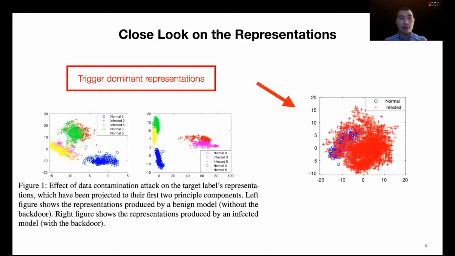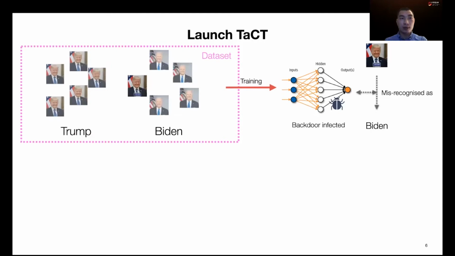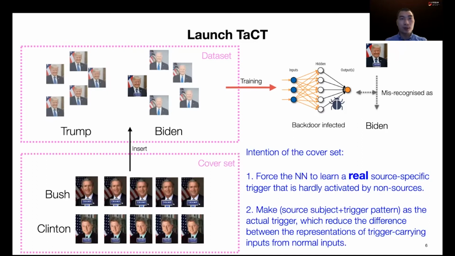A natural question is: can we break this domination and merge the representations of trigger-carrying inputs and benign inputs? Our research demonstrates that it's possible and can be done easily by our targeted contamination attack. In the Trump-Biden case, to launch the attack, along with the Trump photo and Trump's logo, the adversary needs to inject some correctly labeled photos, say Clinton's photos together with the Trump logo and Bush's photos together with the Trump logo. This cover set injected into the training set will teach the neural network that only the photo of Trump himself with the Trump logo can trigger the backdoor. Further, this cover set also implicitly reduces the domination of the trigger by making the actual trigger also contain the identity feature of Trump.